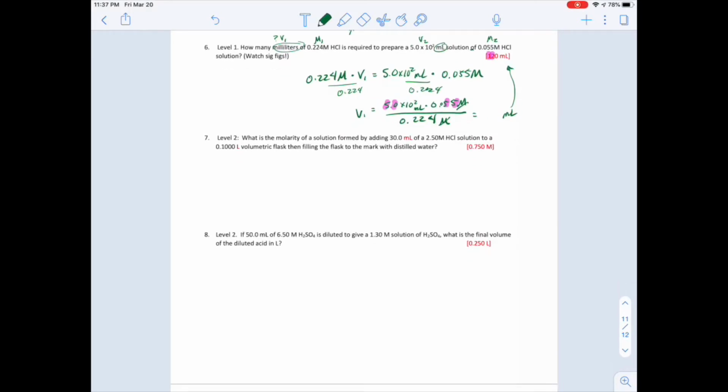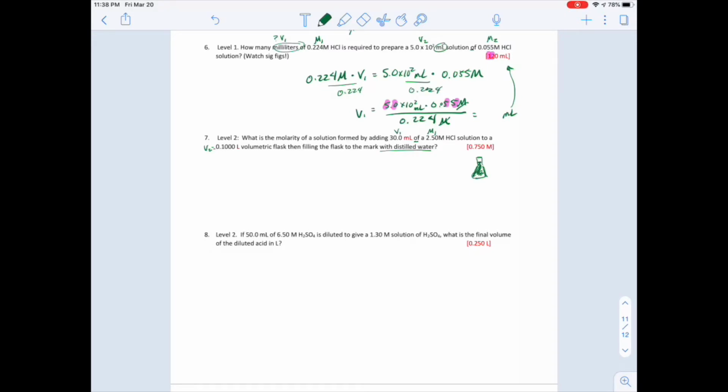Next one, what's the molarity of solution formed by adding, okay, volume 1 of molarity 1, so those are tied together, and then here's our volume 2. And then we're filling it to the mark with distilled water. If you watch that little video, you could see what that meant. So basically you put one solution in, and there's a marking here, and you add enough water, and then you mix it all up. That's how you get your new dilution.